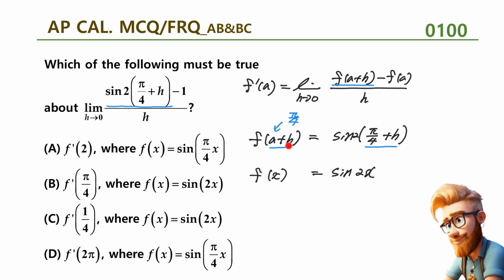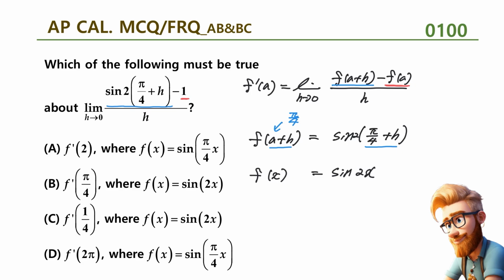Instead of this expression, I have x. Instead of a, pi over 4 plus h here, I have x, right? Instead of this expression, I substituted x. Does that make sense? So the function is equal to sine 2x, and this we have to check. This expression right here is equal to this expression.